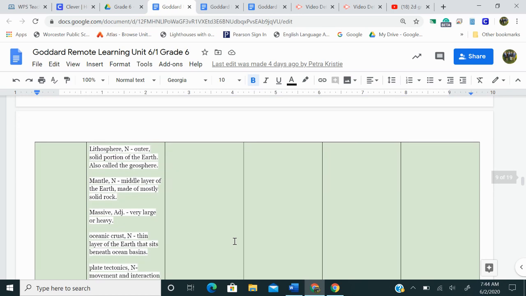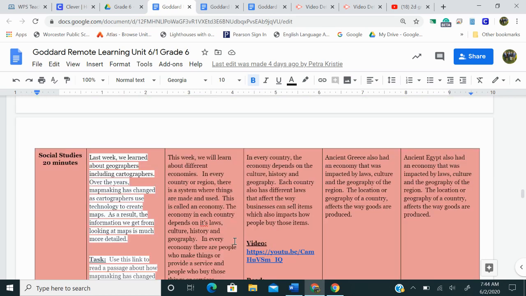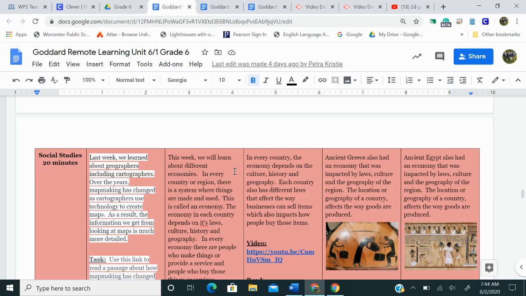On to social studies. If I can get down there. There we are. This week we will learn about different economies. In every country or region, there is a system where things are made and used. This is called an economy. The economy in each country depends on its laws, culture, history, and geography.